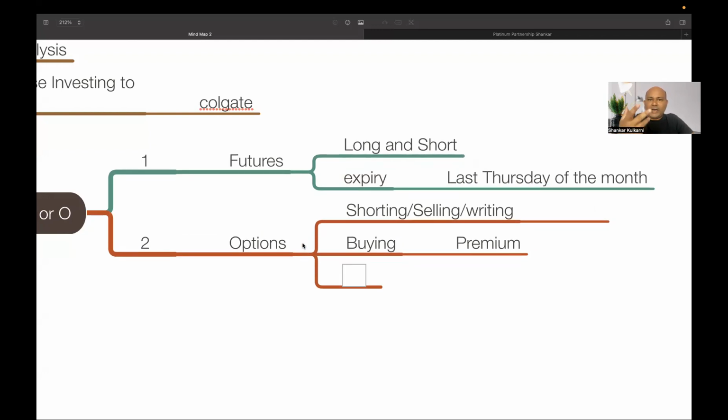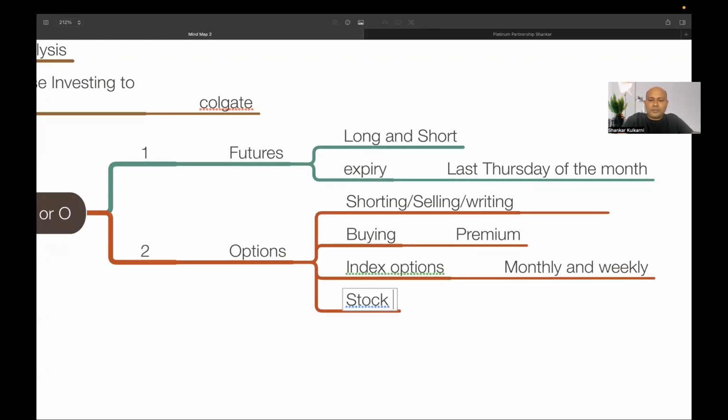In options, there are two kinds: index trading and stock trading. For index options, they have both monthly and weekly expiry. Then stock options only have monthly expiry. When is the weekly expiry day? Again, last Thursday of the week. Today was an expiry, the day I am shooting this video.